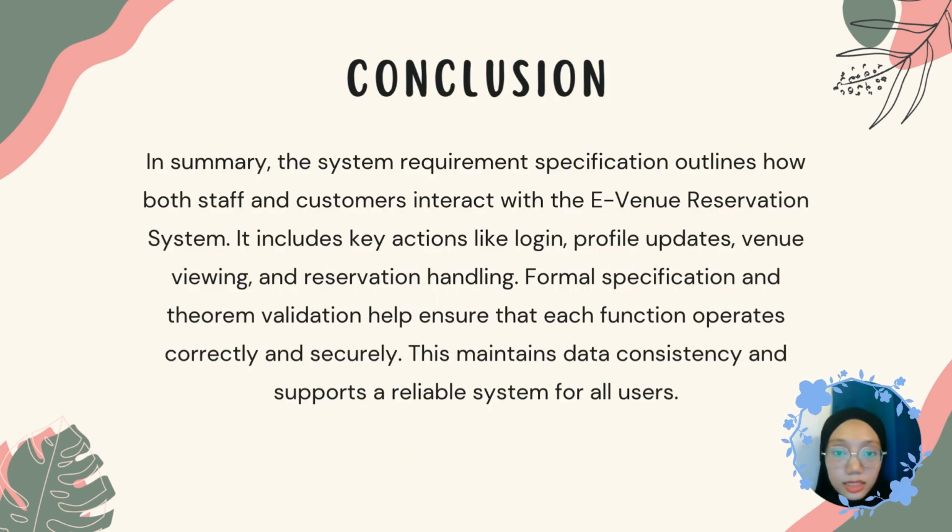In summary, the system requirement specification outlines how both staff and customer interact with the e-venue reservation system. It includes key actions like login, profile updates, venue viewing, and reservation handling. Formal specification and theorem validation help ensure that each function operates correctly and securely. And it also maintains data consistency and supports a reliable system for all users.